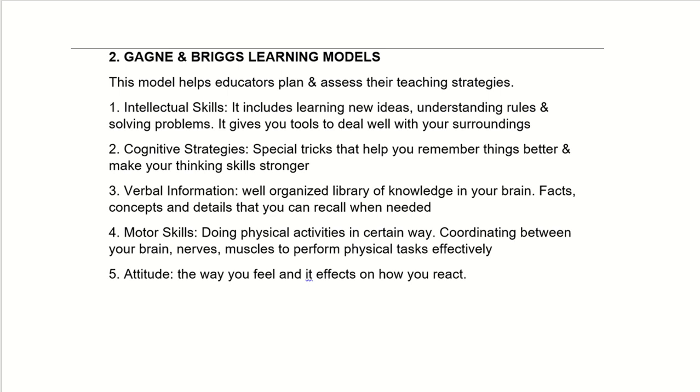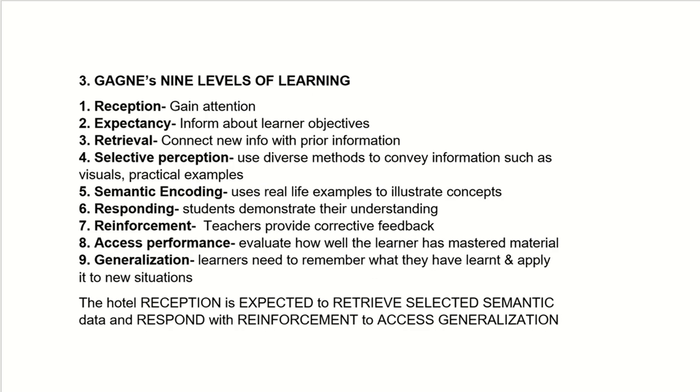Then the fourth is motor skills. Of course, doing physical activities. Whenever there is kinesthetic or motor skills, it is always physical activities. Coordination between brain and nerve muscles. Then attitude, of course, the way we feel or emotion. So this particular model is not really important, but I have added this as a part of learning. Okay, now Gagne's next model is important.